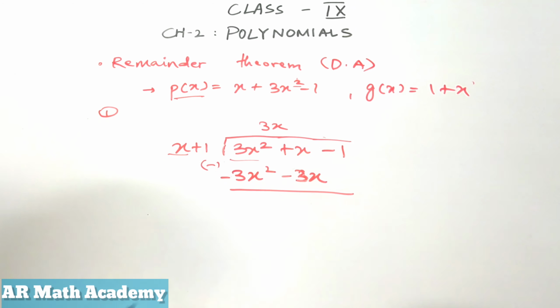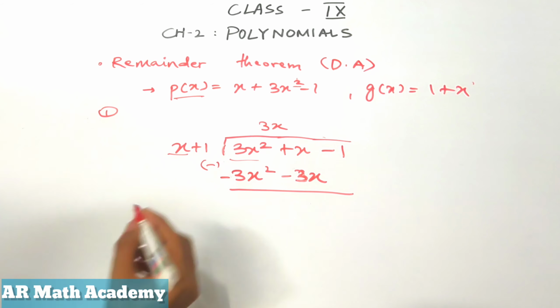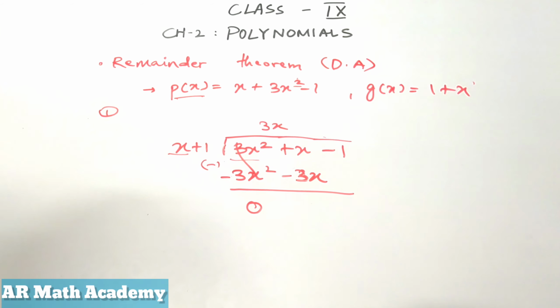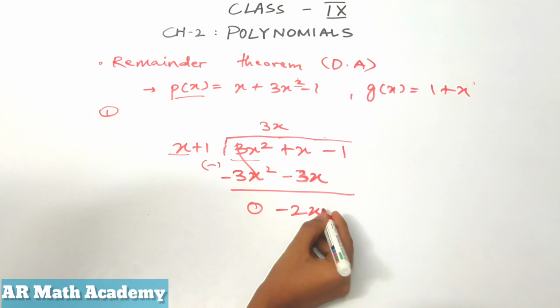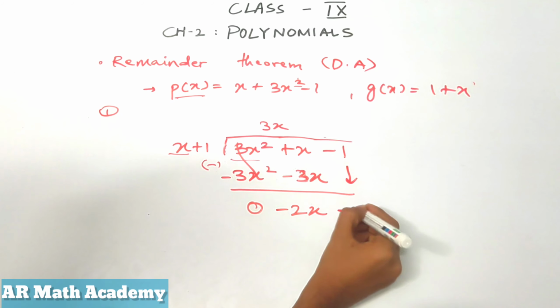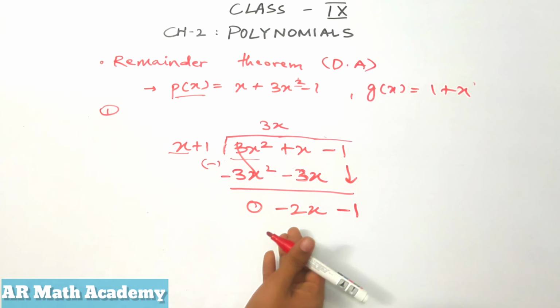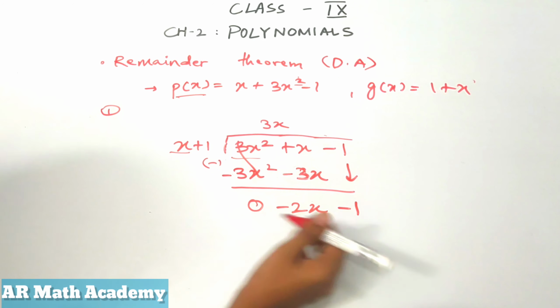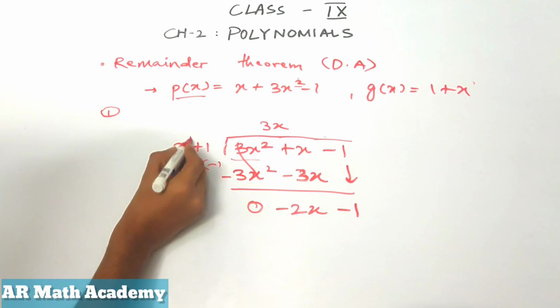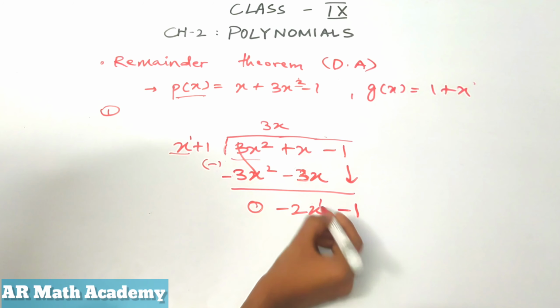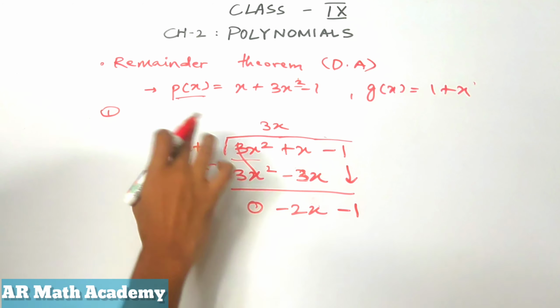Now simply subtract these two expressions. 3x square minus 3x square is 0, right? Cancel them out, put 0 over here. Now x minus 3x is minus 2x. And simply bring this down, so you are carrying it down so that you remain with minus 2x minus 1. As you can see, the degree of this divisor is 1, and the degree of this remainder is also 1, which means you can proceed.